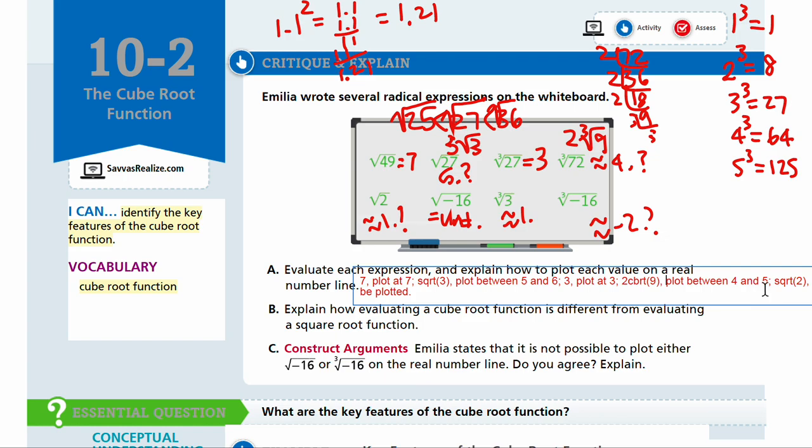Can you see my font if I make it this small? Okay, and not be plotted.